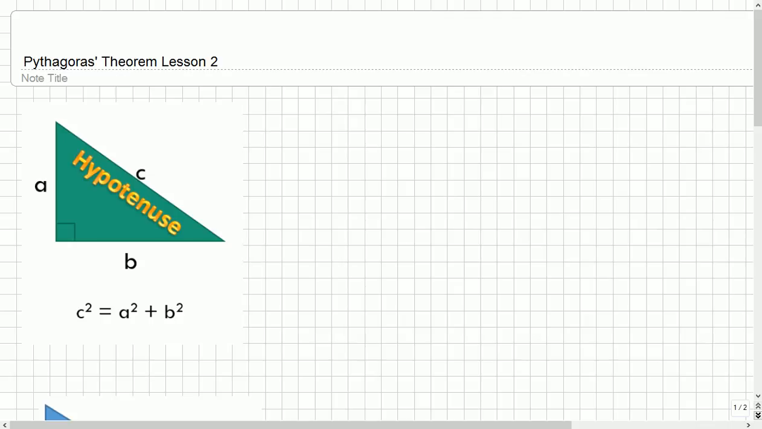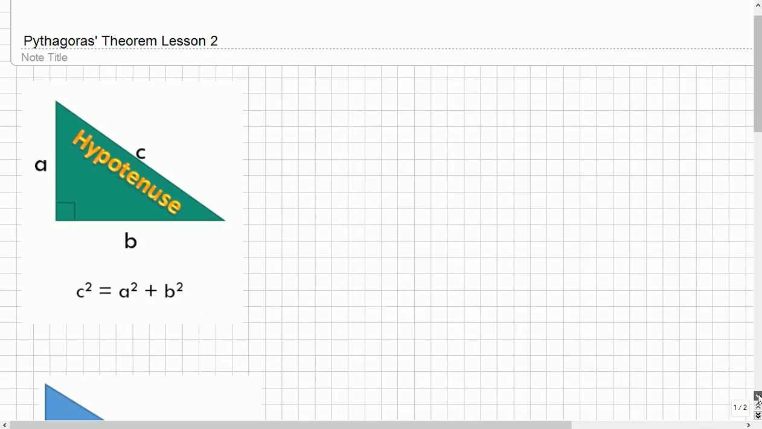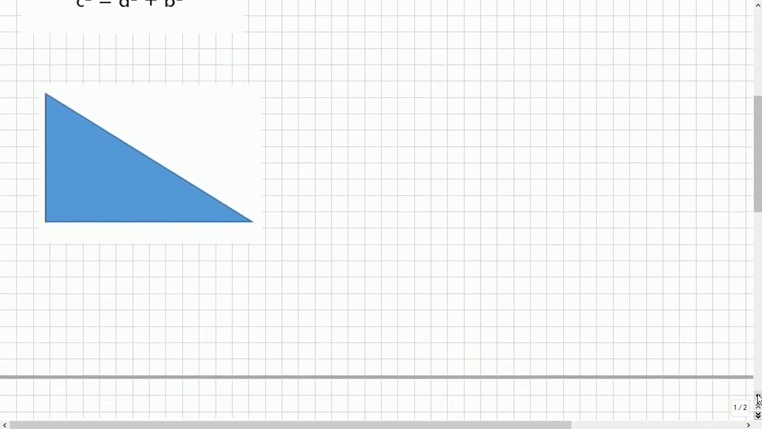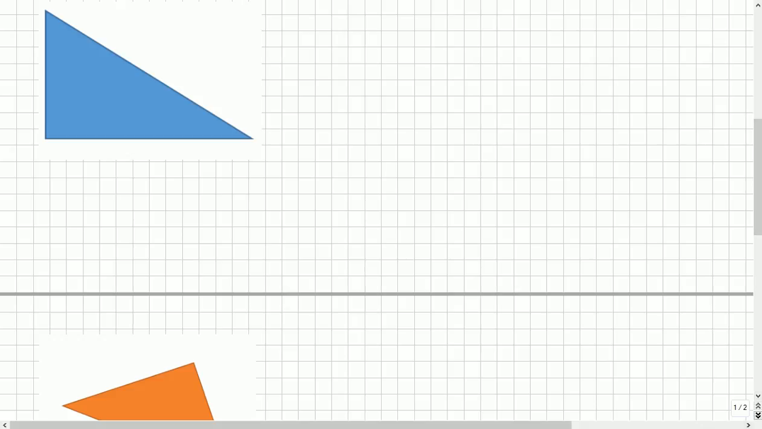Just as a quick reminder, there's our right angled triangle. The longest side that we call the hypotenuse is the one opposite the right angle. And Pythagoras said that the square on the hypotenuse is equal to the sum of the squares on the other two sides, which leads us to this equation here. If you're not familiar with that, go back to the first video. We're going to look at a problem. Let's have a look at this one.